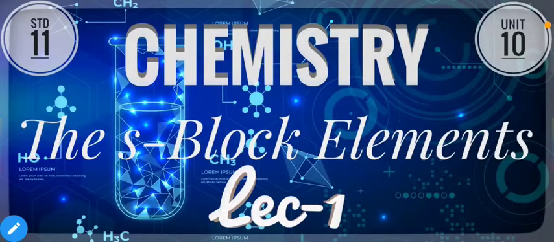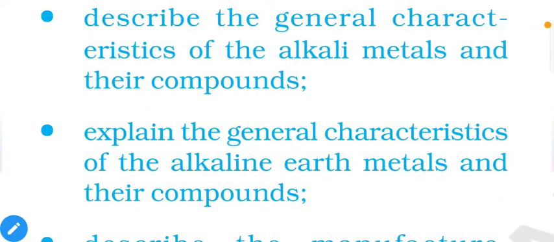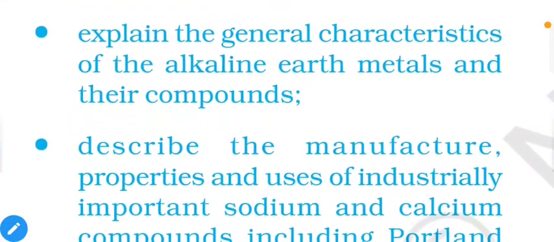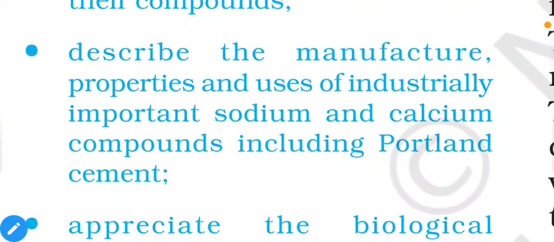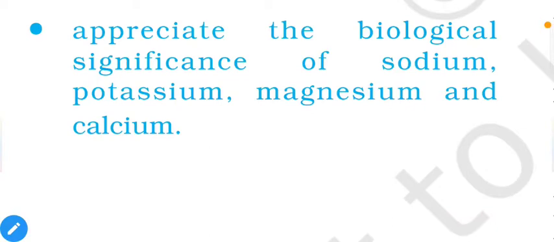So let's start with the basic details. First, the objectives. Describe the general characteristics of the alkali metals and their compounds. In the s block we have two different types of metals, alkali metals and alkaline earth metals, and we will discuss them in detail in upcoming points. Second, explain the general characteristics of alkaline earth metals and their compounds. Describe the manufacture, properties and uses of industrially important sodium and calcium compounds including Portland cement, and appreciate the biological significance of sodium, potassium, magnesium and calcium.